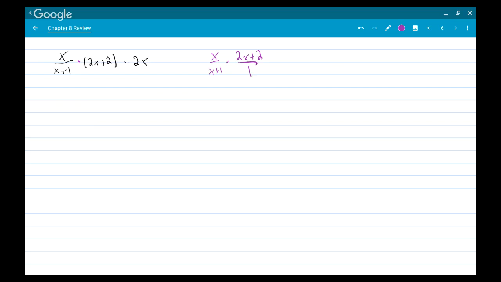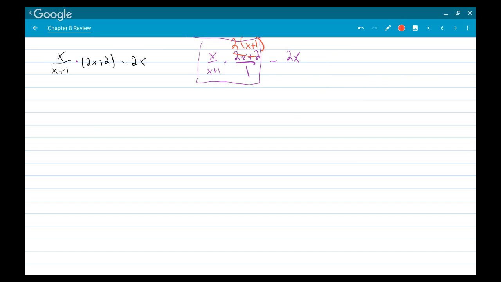So the key is that the 2x plus 2 in parentheses, it's like multiplying by a whole number, okay? So you want to put that over 1 so that multiplication works out okay. There's lots of ways you can go at it from here. The key is, though, you want to do all you can with that multiplication first, okay? So what you want to do is try to simplify that as much as you can before dealing with the subtraction.